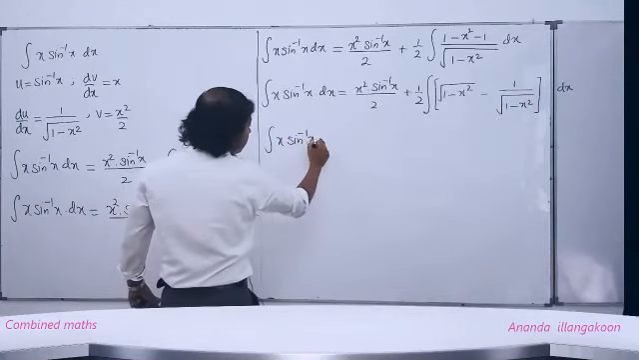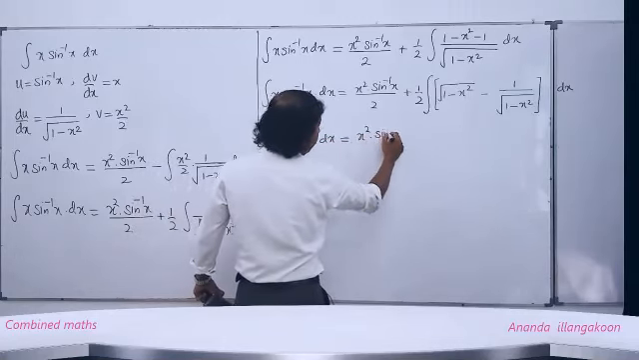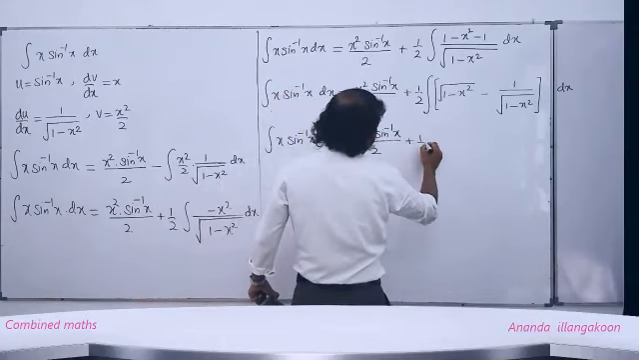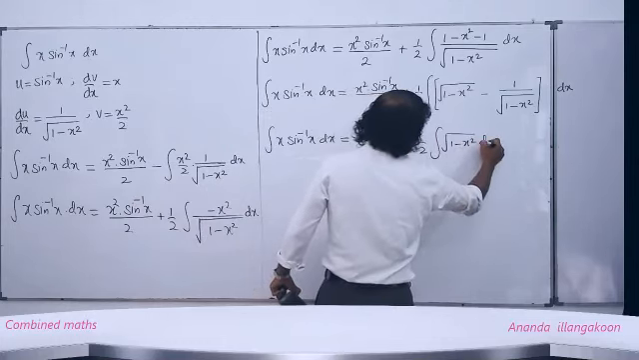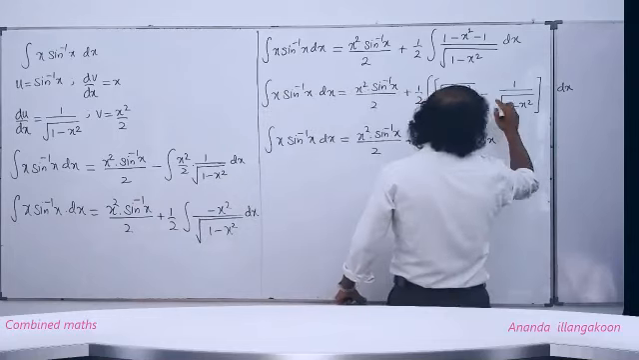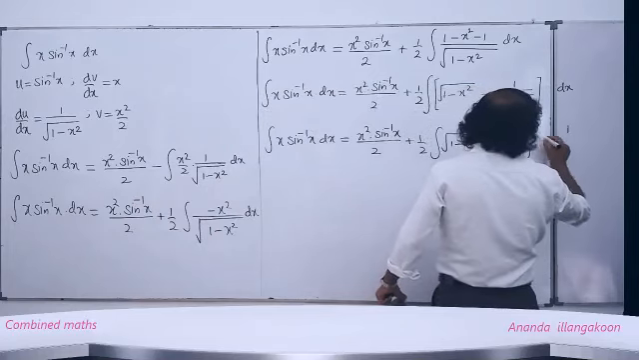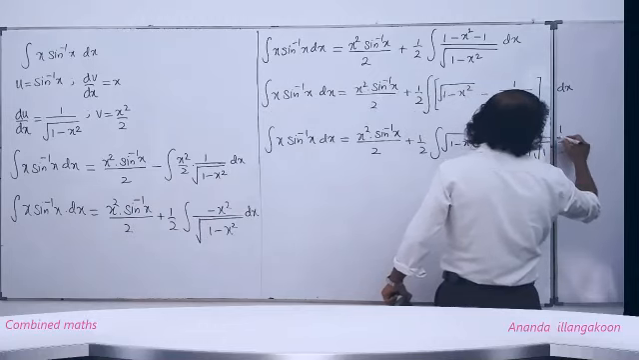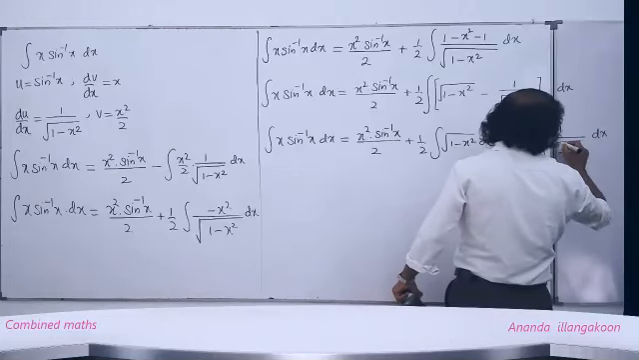The integral of x sine inverse x dx is equal to x squared sine inverse x by 2 plus half times the integral of this with respect to x, and this minus sign we have, minus half, therefore 1 over the square root of 1 minus x squared dx.